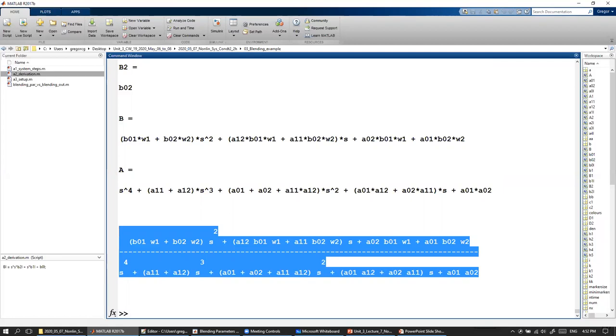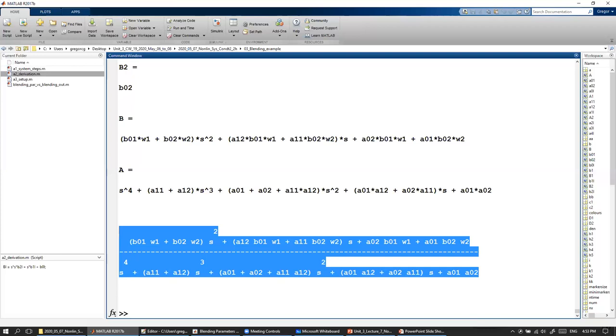Yes. I mean, the stability stays the same for the outputs blending because we don't move the poles, we only move the zeros, and zeros affect the transient behavior. Yes, this is correct. Yeah, that's true. Okay.